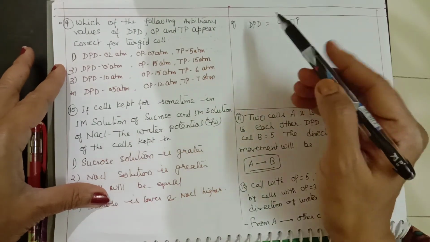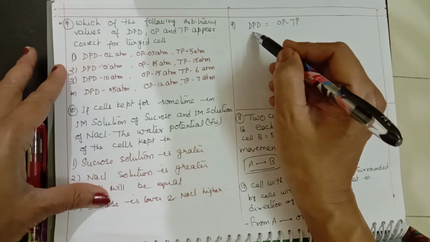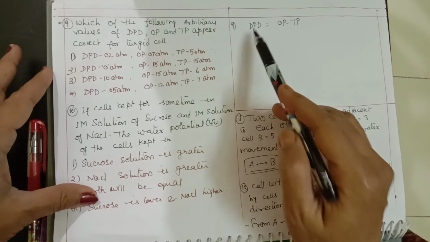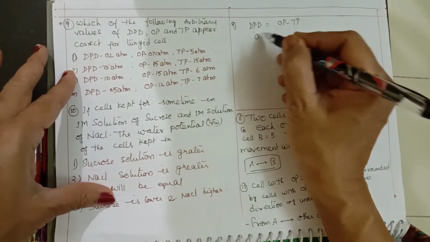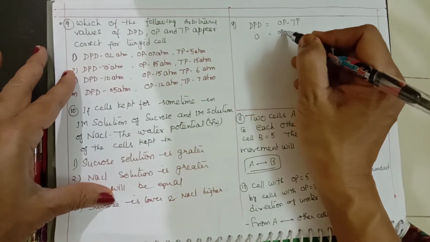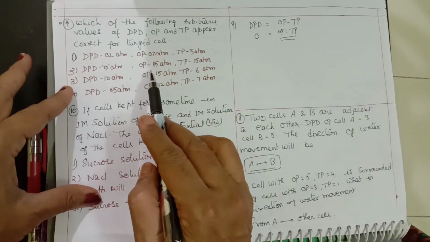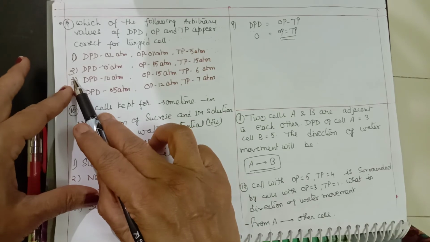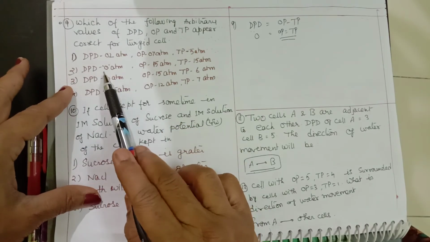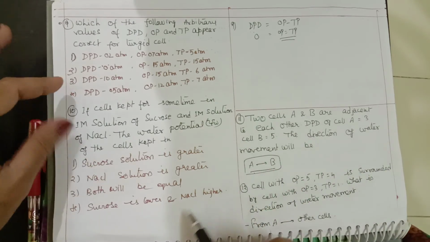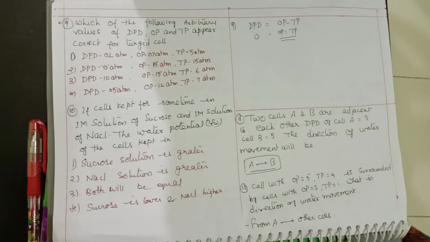In a turgid cell, DPD will be 0, just like water potential. So when this is 0, that means OP should be equal to TP. So which option has OP equal to TP? It is the second option. In the second option, DPD is given as 0 and OP is equal to TP, so the second option will be correct.